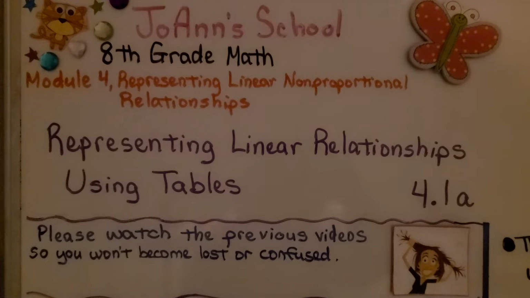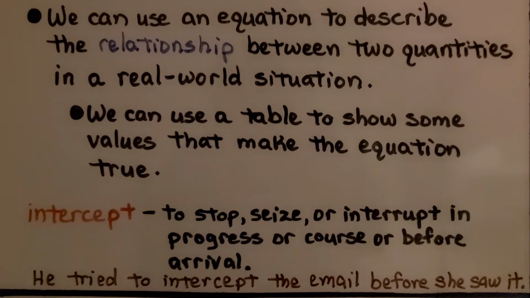Representing linear relationships using tables, we're at Module 4. This is 4.1a. We can use an equation to describe the relationship between two quantities in a real-world situation. We can use a table to show some values that make the equation true. Now we're going to see the word intercept.